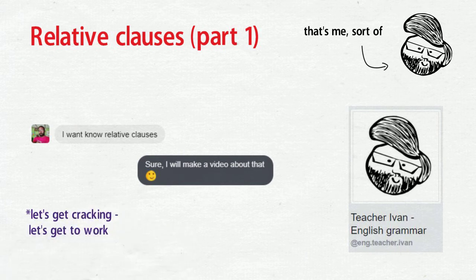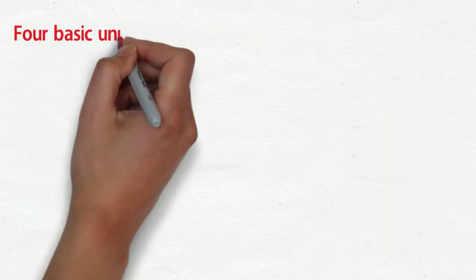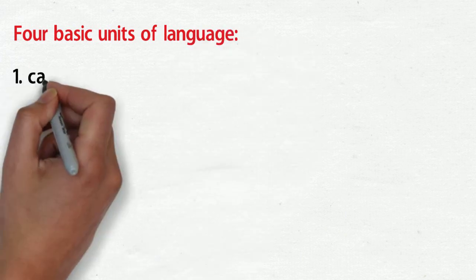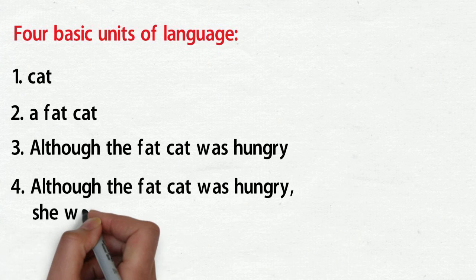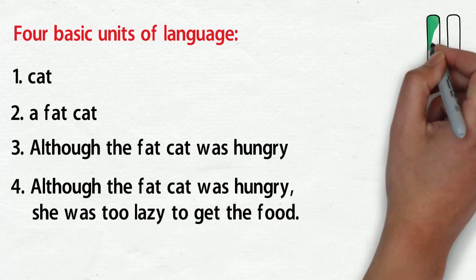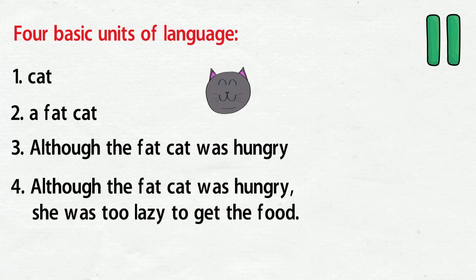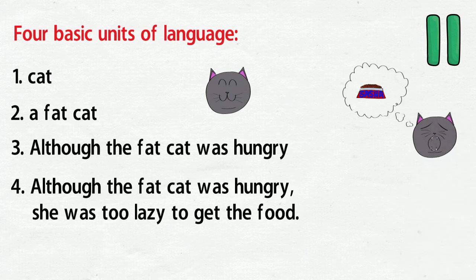Before we start explaining how relative clauses are formed, we first have to know what clauses are. Let's start from the beginning. We need to know the difference between 4 units of language, and we will discover them through these examples. Feel free to stop the video and try to guess what units of language we are aiming at.